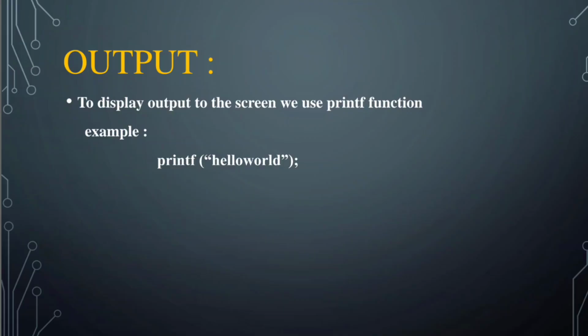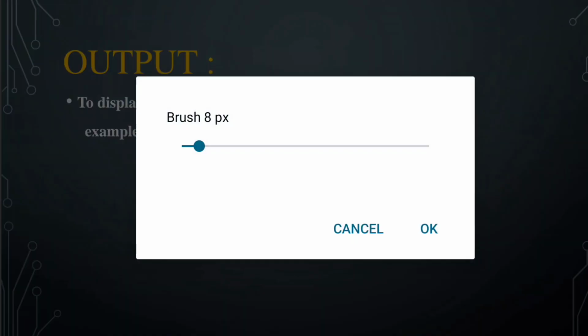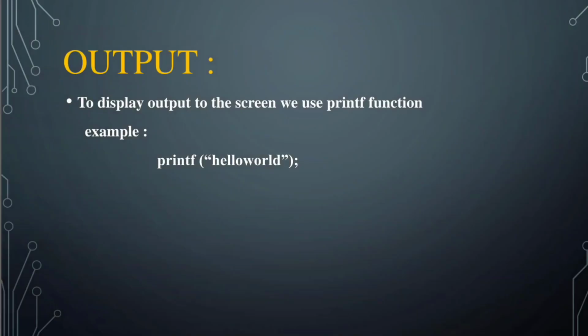Finally, let's discuss input and output operations in C. Output. To display output to the screen, we use the printf function. For example, printf("hello world"). This line prints the text hello world.